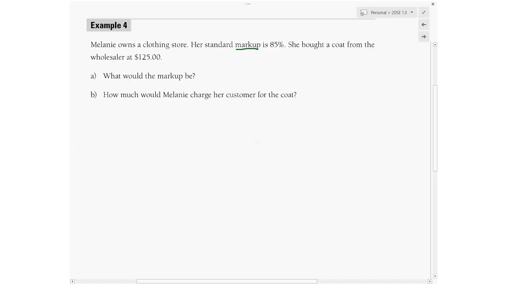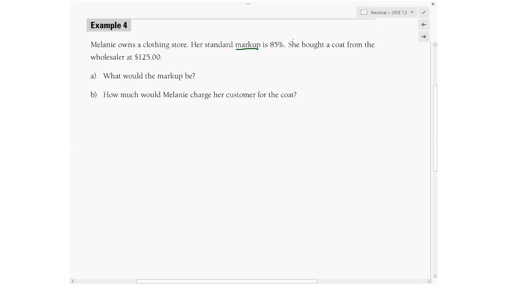We can also often calculate our markups as a percent. So if you go into a store, they have a standard markup. They go and buy something from the wholesaler, bring it in, and say, well, what are we going to charge people for this item? And the markup, depending on the type of store, is a certain percent. So Melanie in her clothing store marks things up 85%. That means she figures out what 85% of her price was and adds that on.